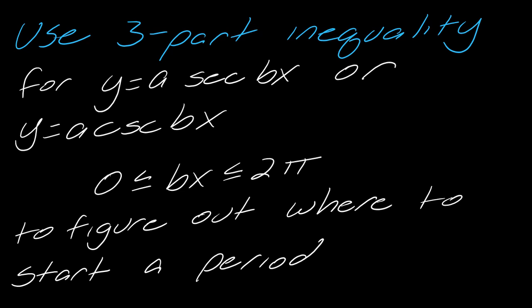And also, when we're dealing with period, I might as well just mention it here. If you have some translations, vertical or horizontal, you can use this formula, this 3-part inequality, to figure out where to start your period. And that's the exact same as when we were working with sine and cosine. So it's somewhat familiar to us, so we can recycle some stuff for these crazy looking functions.